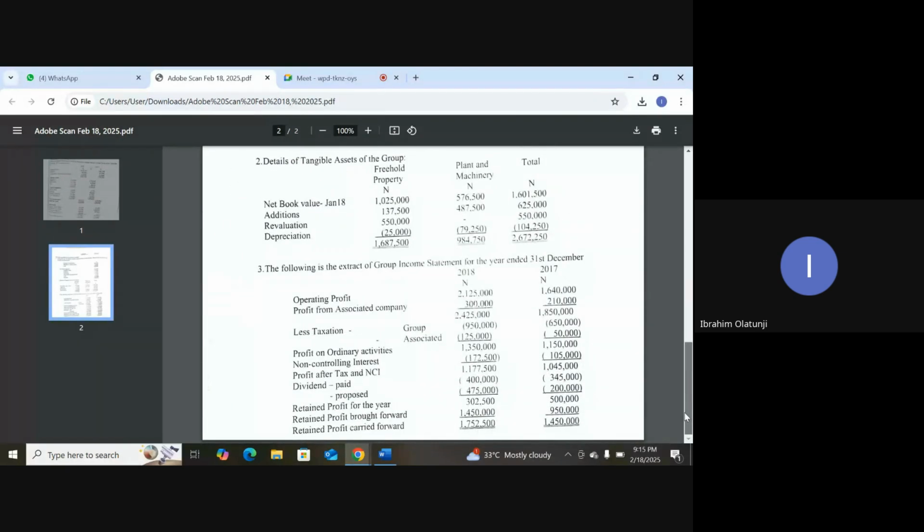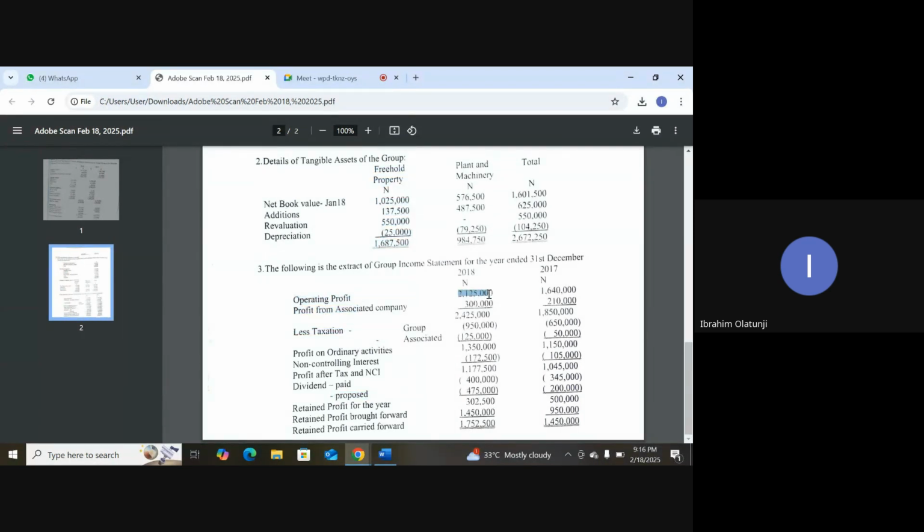So now, if I open my question, then I will just trace the income statement. Look at this number 3. We are told that the following is the extract of the group income statement for the year ended 31st December. They now give us 2017 and 2018. Then what I'm going to look for is my profit, operating profit or profit before tax. You can see this is the operating profit before tax, because this is the taxation.